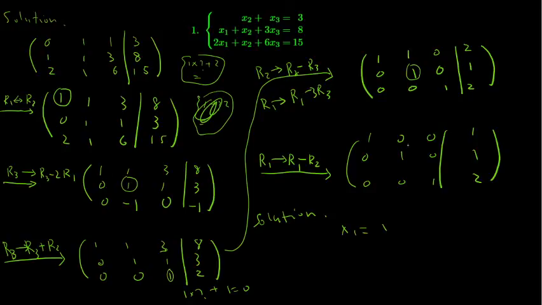Again, each row determines an equation. The first row determines the equation x1 equals 1. And then the second row gives you the value of x2. x2 equals 1. And then x3 equals 2. That is the solution to the system. Actually, this is the case where the system has a unique solution, one and only one solution.